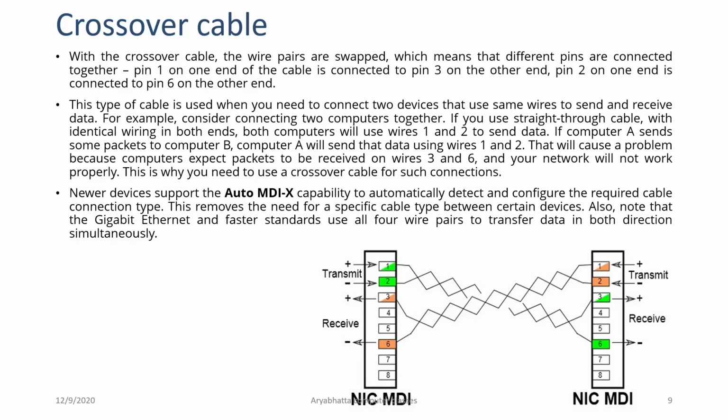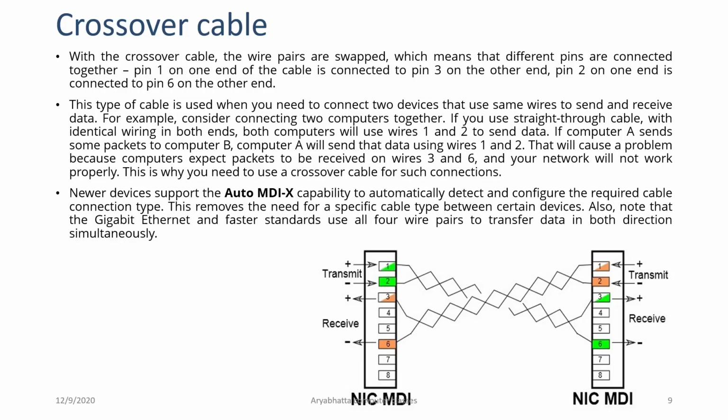Pin 1 on one end of the cable is connected to pin 3 on the other end. As you can see, if we have a NIC with MDI and another NIC also with MDI, that means it's the same type of NICs, then we have to connect a crossover cable. On the left side of your screen, you can see pin number 1 is connected to pin number 3 of the NIC on the right side of your screen, and pin number 2 is connected to pin number 6. So this is called the crossover cable.